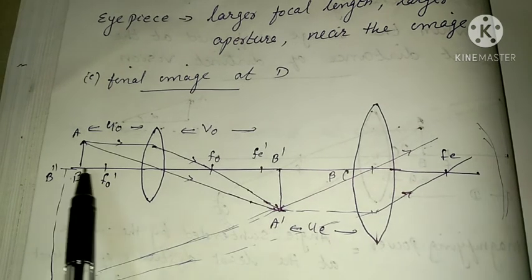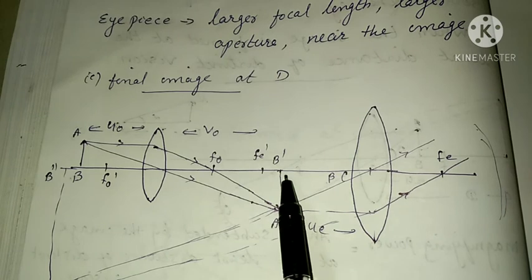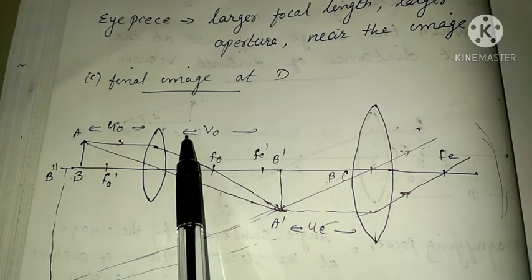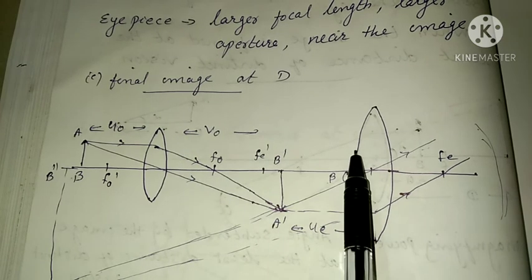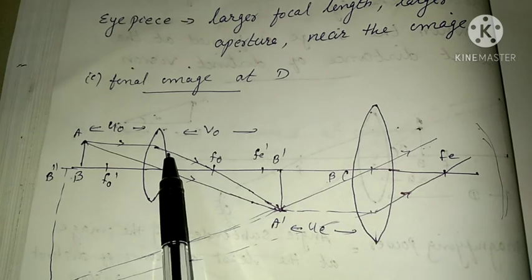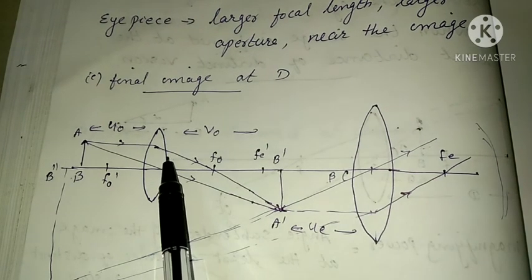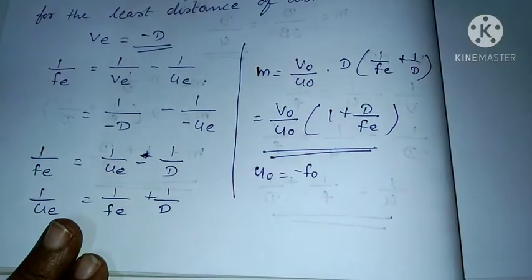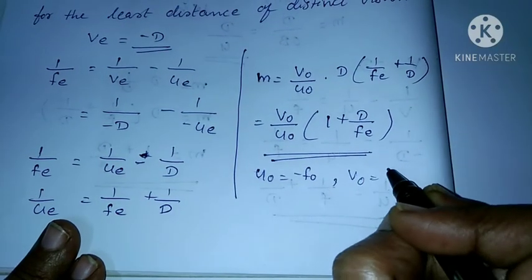When the object is close to the focus, then image A dash B dash is also close to the eyepiece. Then what is the V0 here? V0 is equal to the length of this microscope, or the distance between the two lenses. So we can take the distance between the two lenses as capital L. In that case, we can write V0 equal to L.